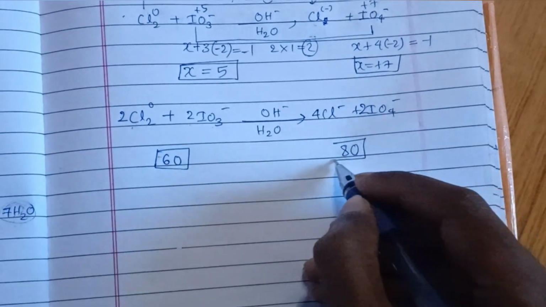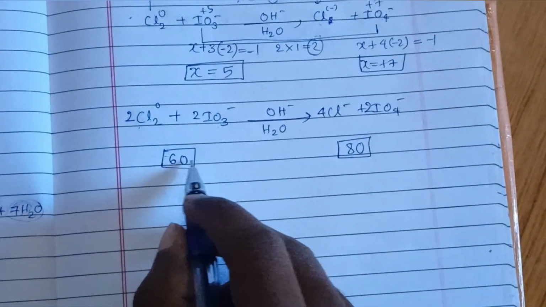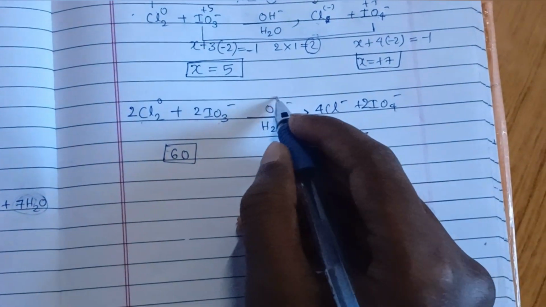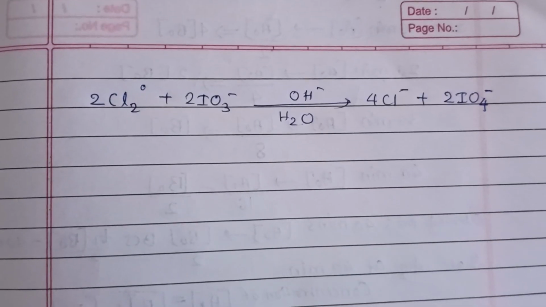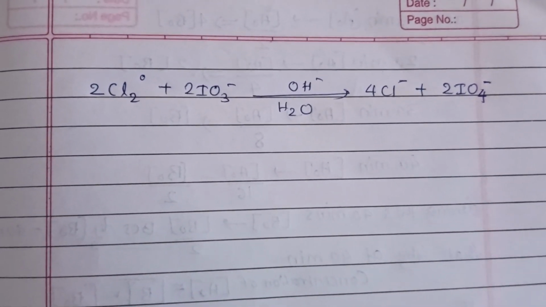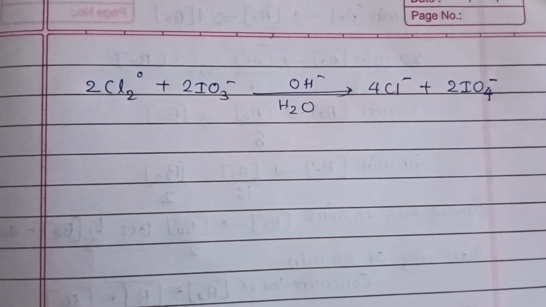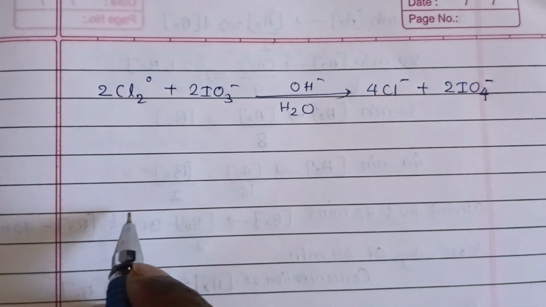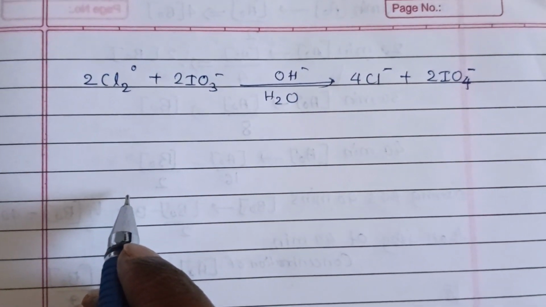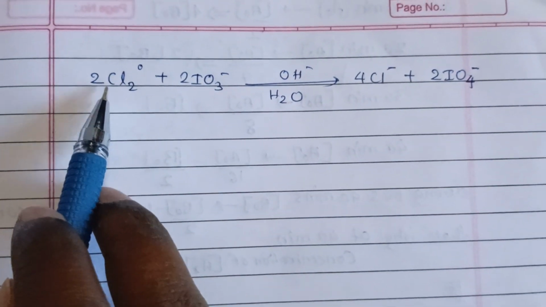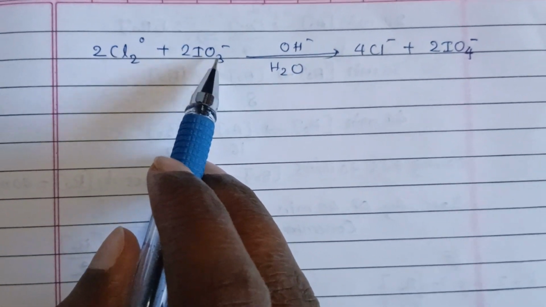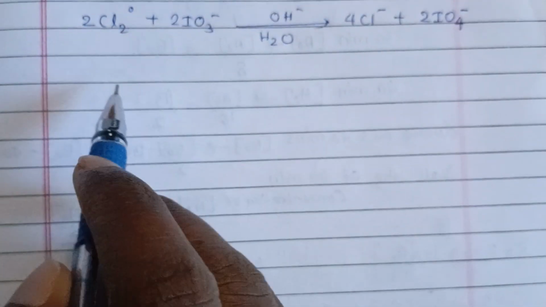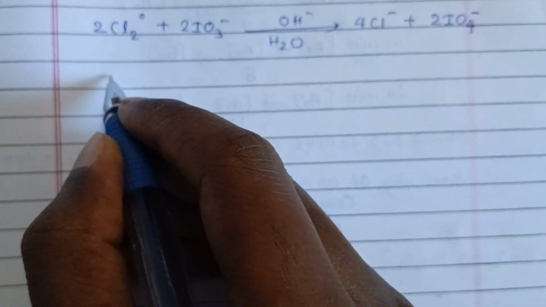But guys, if you do this oxygen method in a basic medium, you will be wrong. Let me say why you will be wrong if you balance the oxygen before balancing the charge itself. Note this point in your notes: whenever there is a basic medium, before balancing the oxygen, you have to balance the charges on both sides. So let me balance it.